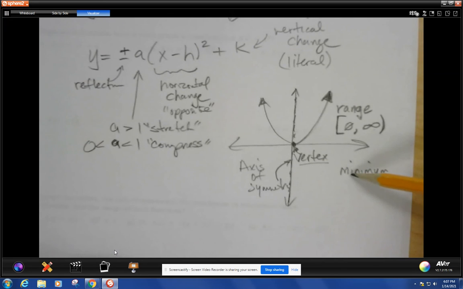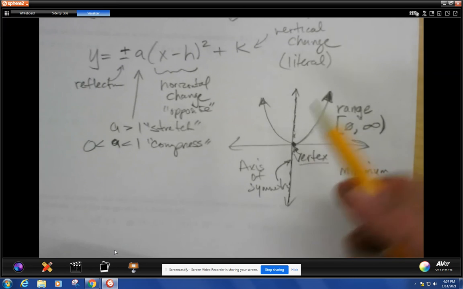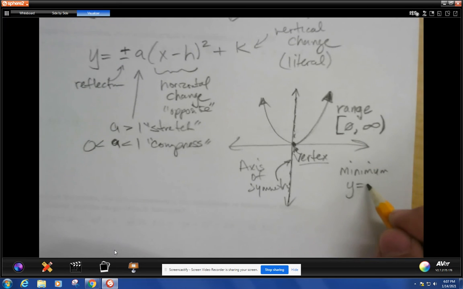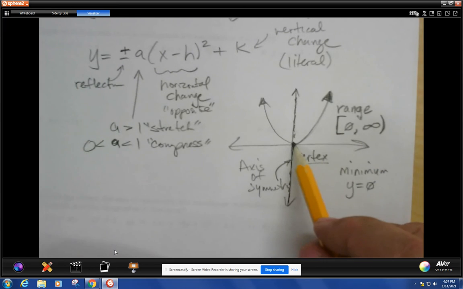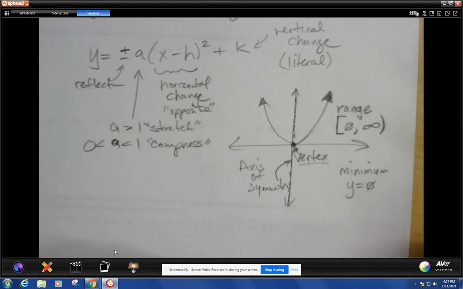So the fact that it has a minimum, where is this minimum right here? Well, at this particular point, y equals 0, because on the y-axis, this is actually y equals 0. So that would be our minimum. Our graph, in other words, starts at 0 and it goes up through infinity. So it has a minimum at y equals 0.